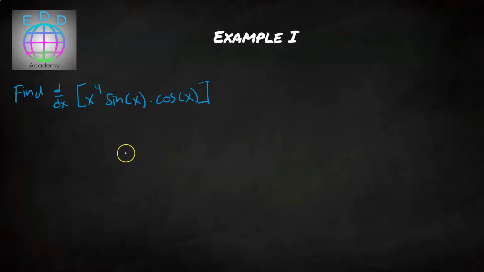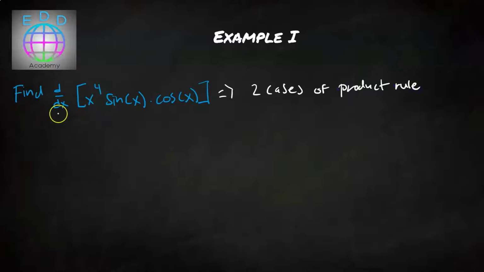So our first example asks us to find the derivative of x to the fourth times sine of x times cosine of x. Right off the bat, you can see that this is very clearly a combination of the rules we've learned so far, and specifically, it uses two cases of the product rule. And we'll look at those cases in a second. So we have x to the fourth times sine of x, but the function doesn't end there. We also multiply by cosine of x at the end.